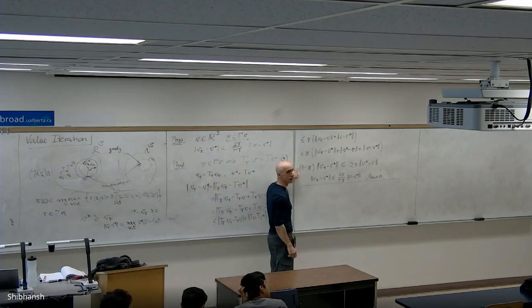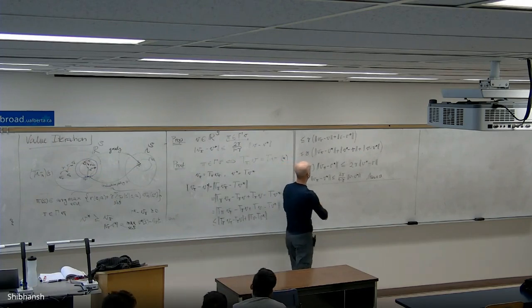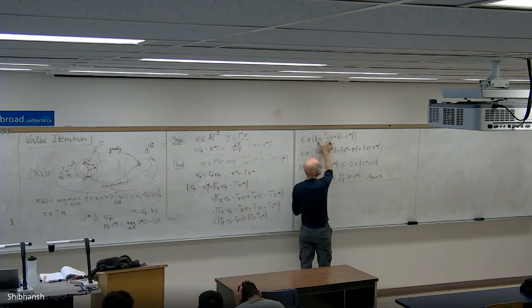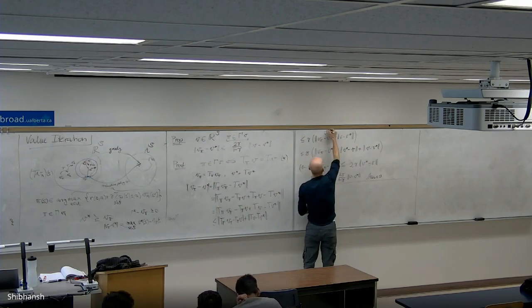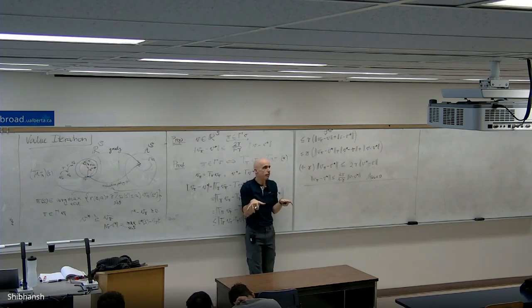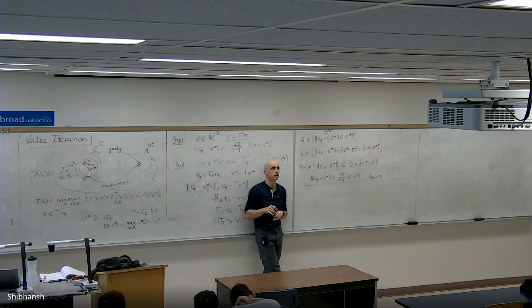From here to there? From here to here? Oh, it's just a triangle inequality. So here, inside this term, I'm subtracting V star and adding V star inside, and then breaking up that single term into two terms using the triangle inequality.